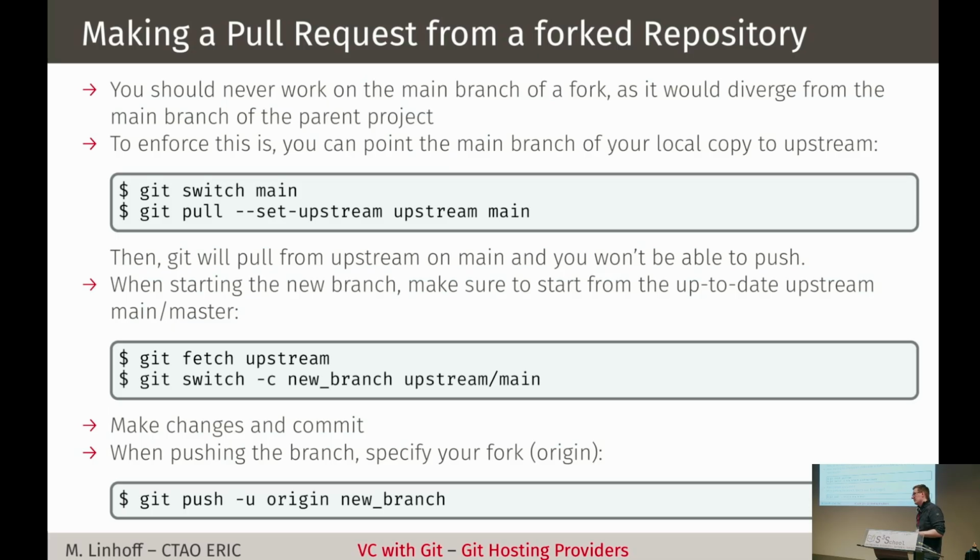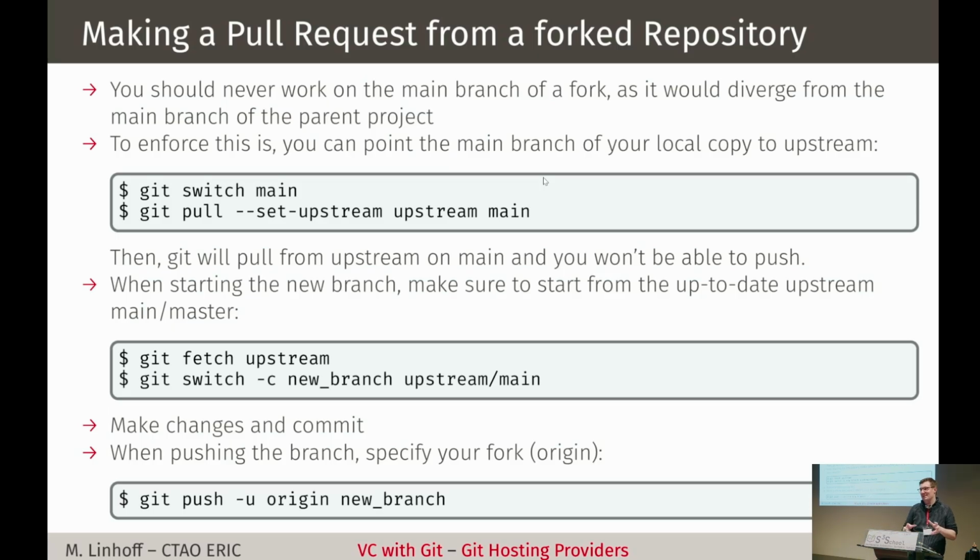Okay. And now the rule about not changing anything on main becomes even stricter, because you really don't want to modify the main branch of a fork, because it will diverge from the main branch of the main repository, the upstream repository. So if you want to change something, you should always create a new branch, and you start from the current version of the main branch to be as up-to-date as you can be. So if you want to start new work, you git fetch the upstream, you create a new branch starting from the main branch of the upstream.